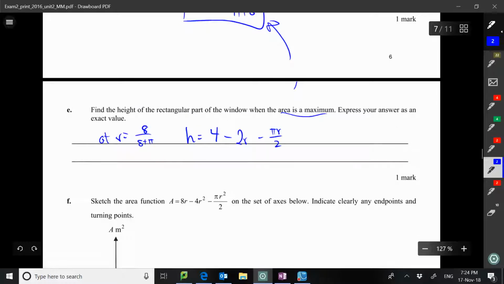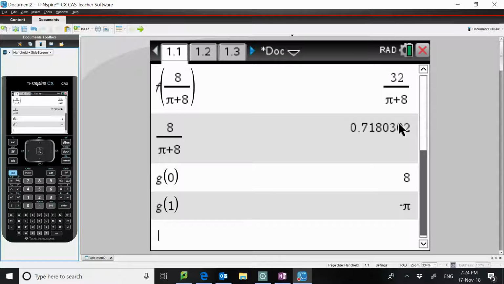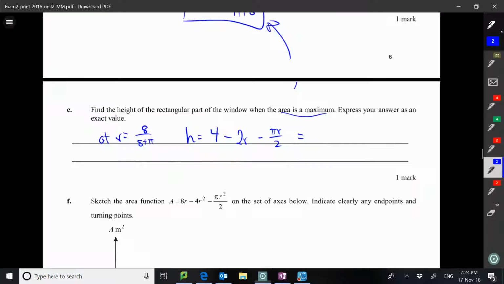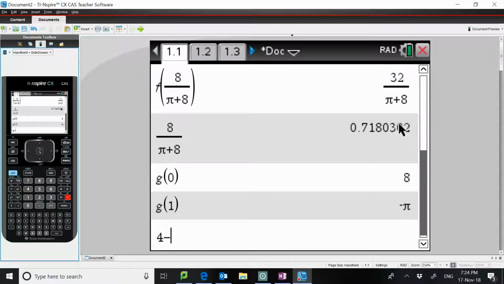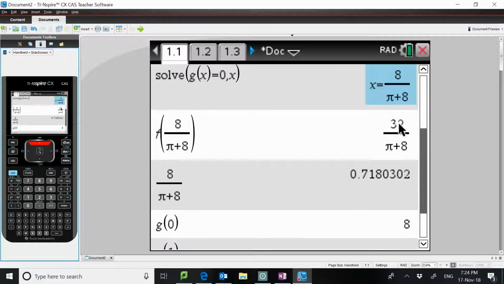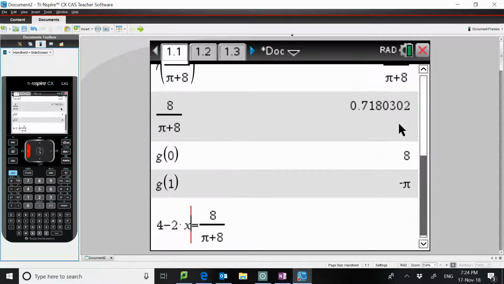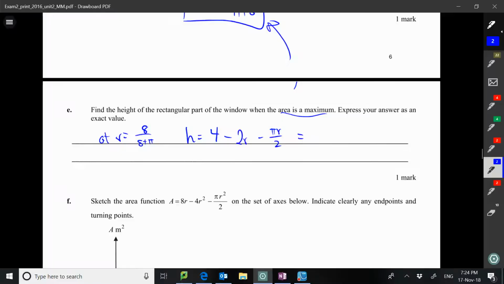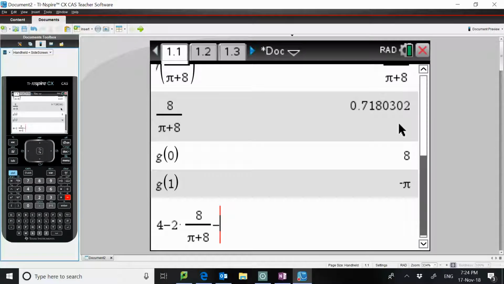And therefore you can sub r in and find out what h is equal to. Now in my CAS, I'm just going to type it in. It was 4 minus 2 times, and what was the number again? It was 2 times 8 over pi plus 8, and then minus, this is a bit tedious, isn't it?